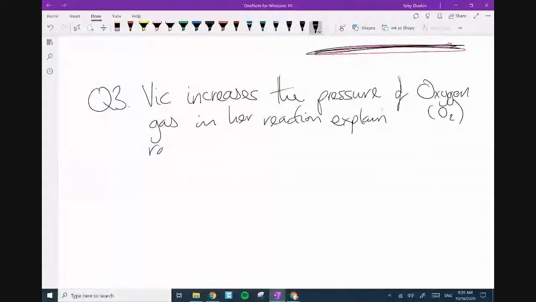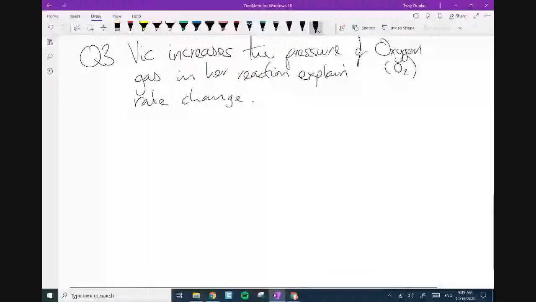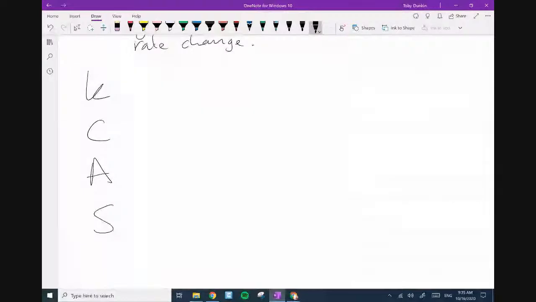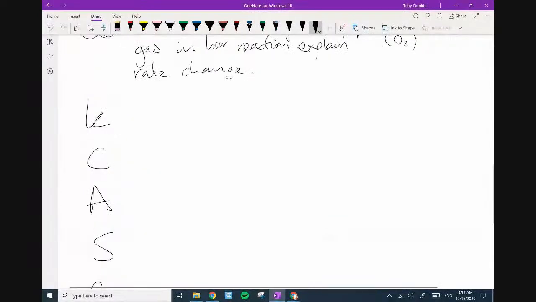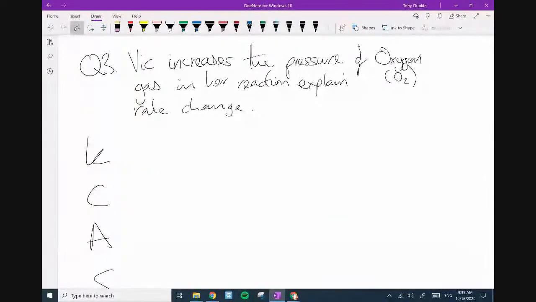Okay, so what does that look like? Knowledge, collision frequency, number of particles with activation energy, successful collisions, KCAS. So knowledge, what does it look like?